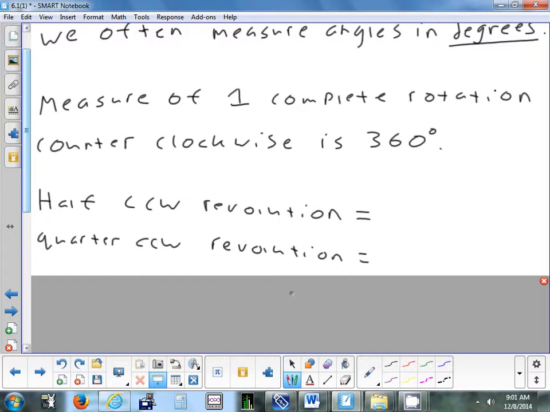Since we'll be using the terms clockwise and counterclockwise a lot, we'll just abbreviate them: counterclockwise, CCW, and clockwise, CW. What would a half counterclockwise revolution be? How many degrees would that be? 180? Yep, 180. How about a quarter revolution counterclockwise, Jeff? 90. Yep, that'd be 90.